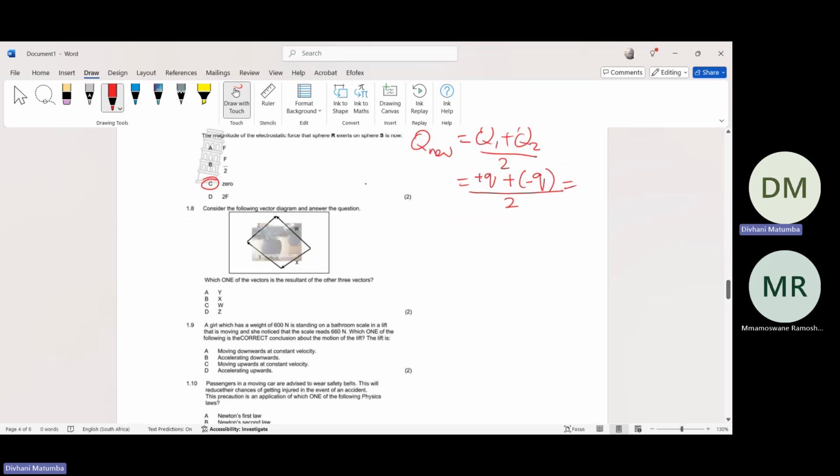Consider the following vector diagram and answer the question. Which one of the vectors is the resultant of the other three vectors?